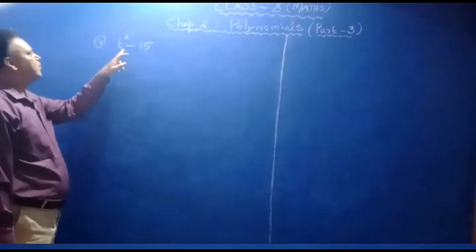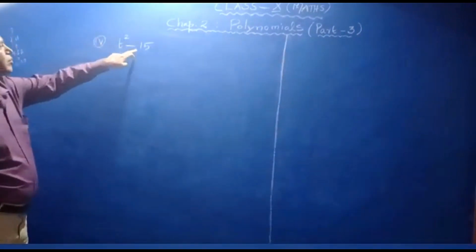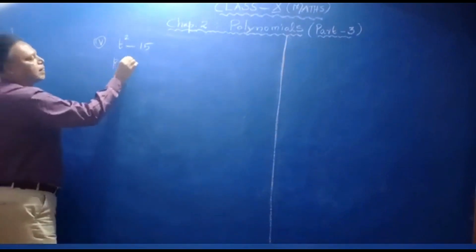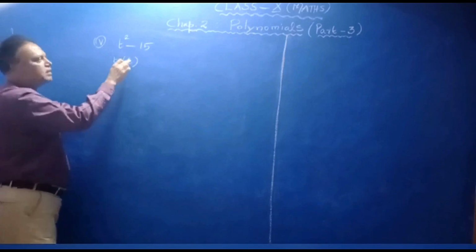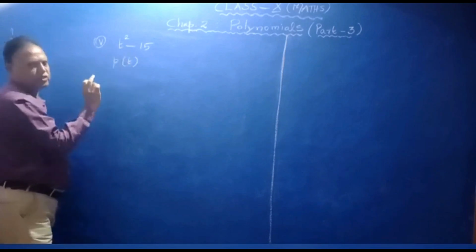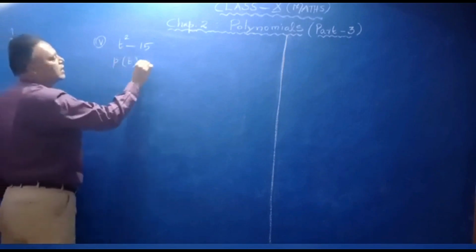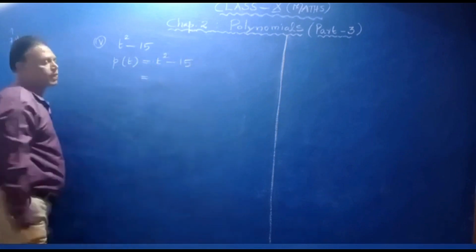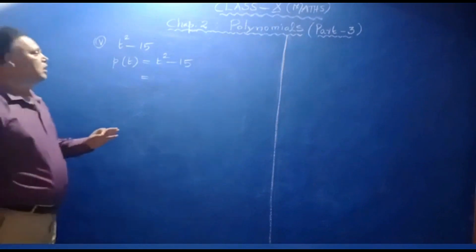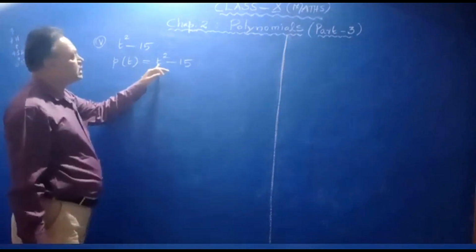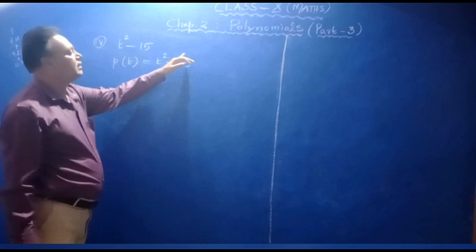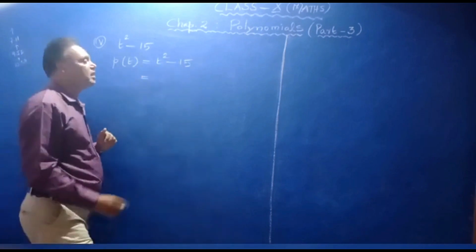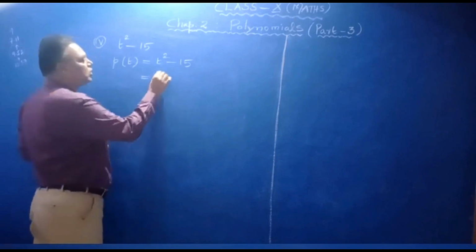So next problem, the fifth problem, t squared minus 15. You take p of t. Where x is there, you take x; where t is there, you take t; where u is there, you take u, like this. Okay, p of t equal to t squared minus 15. Now this is in the form of a squared. Here b squared is not there, so you have to make b squared.